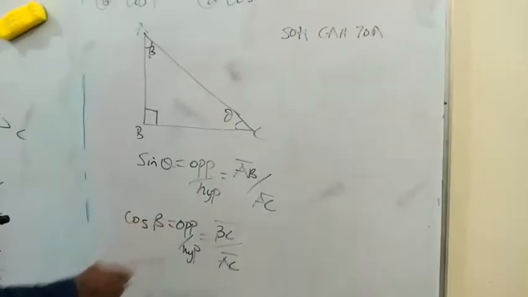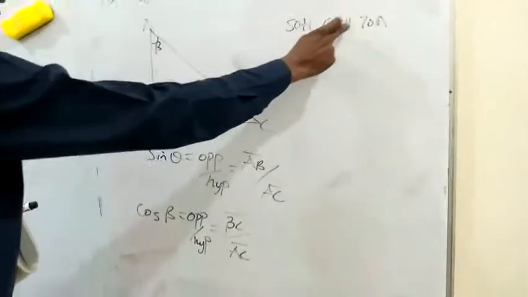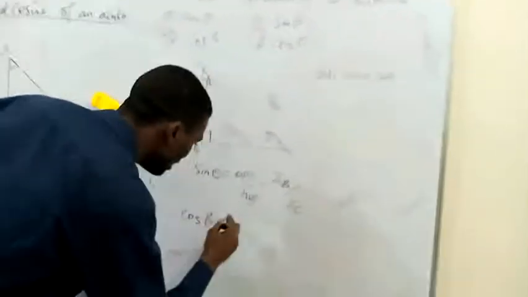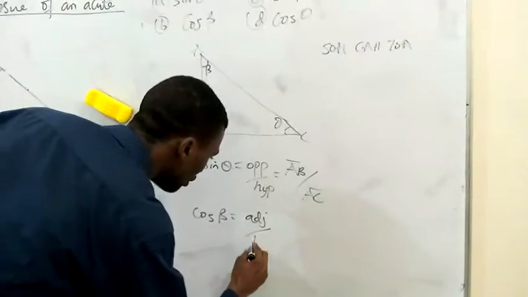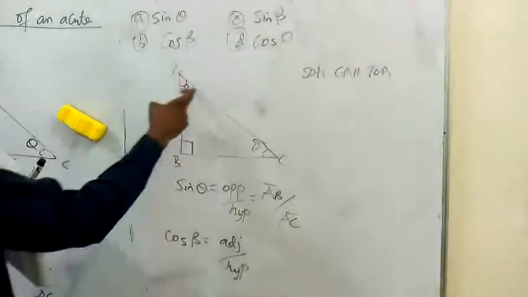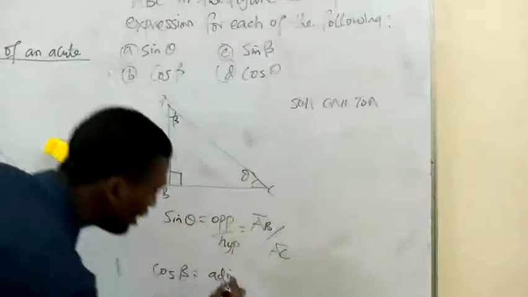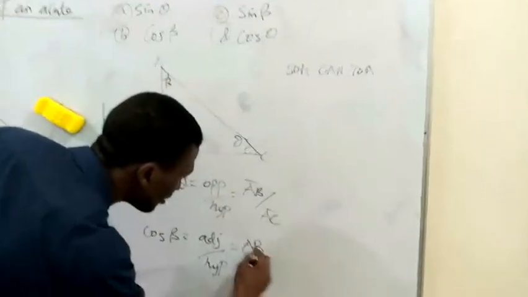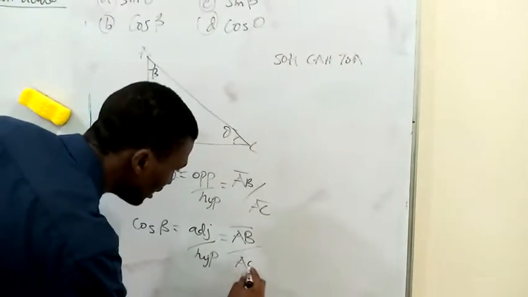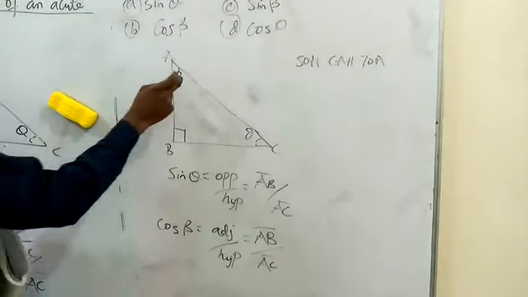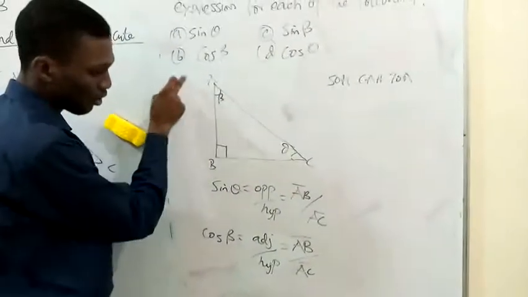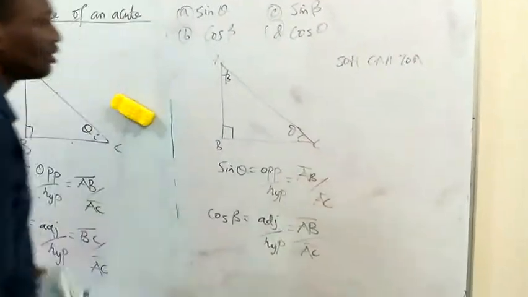Cos beta is adjacent all over hypotenuse. Cosine is adjacent all over hypotenuse. So, adjacent all over hypotenuse, we have our beta, and our adjacent is line AB. Line AB all over line AC. We have our beta, this is opposite, this is our adjacent, line AB all over line AC.